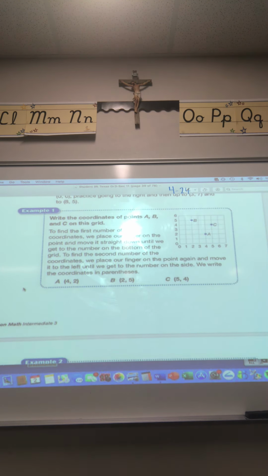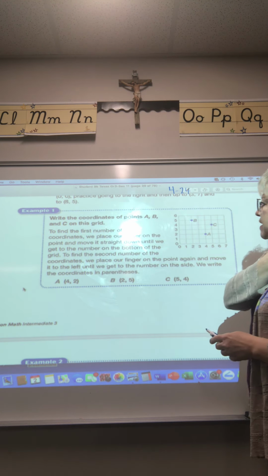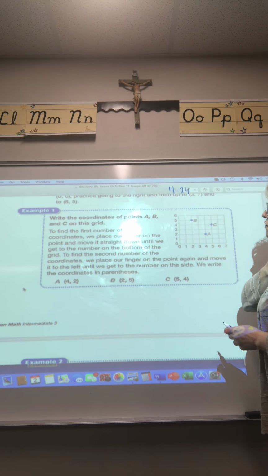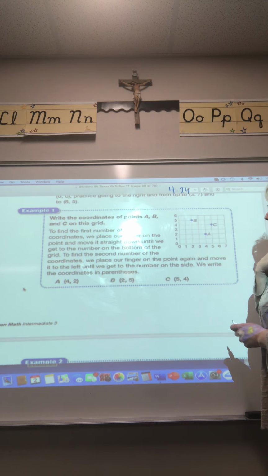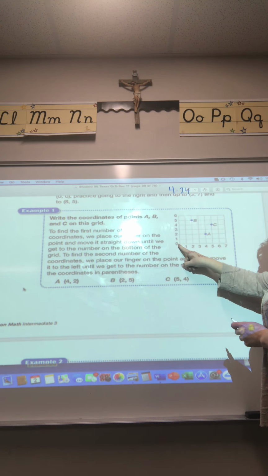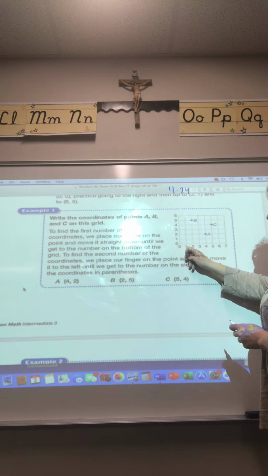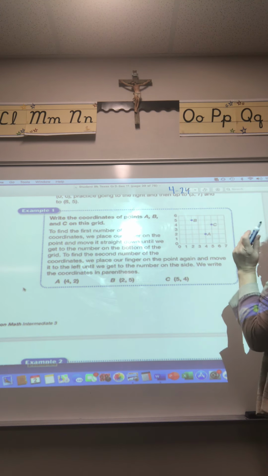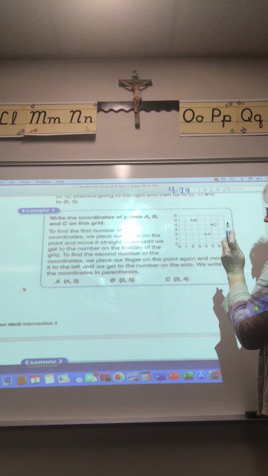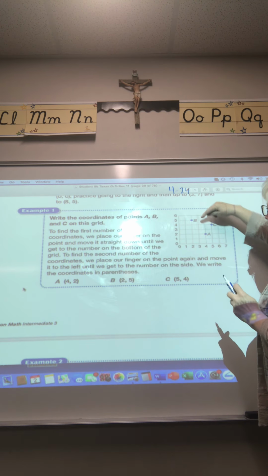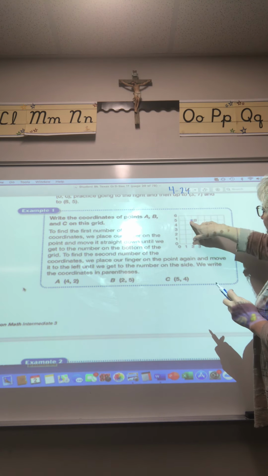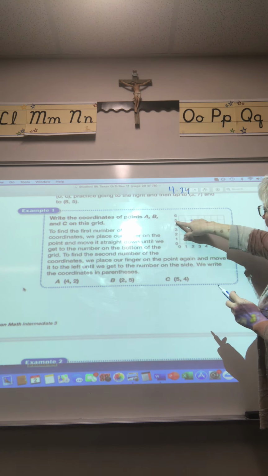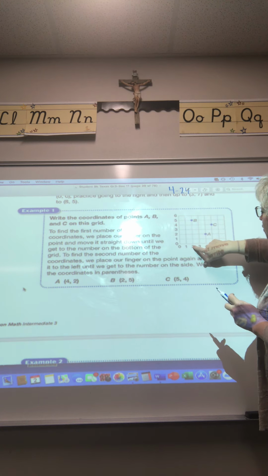Example 1 says write the coordinates of A, B, and C on this grid. To find the first number of coordinates, we place our finger on the point and we move it straight down until we get to the number at the bottom of the grid. And to find the second number of the coordinate, we place our finger on the point again and move to the left until we get to the number on the side. We write the coordinates in parentheses. So here we find that B is at 5 and B is at 2.